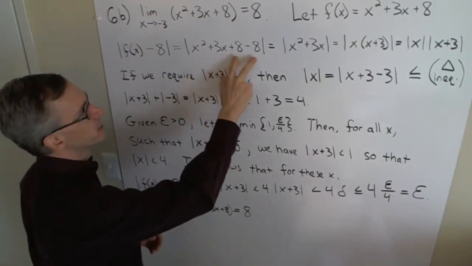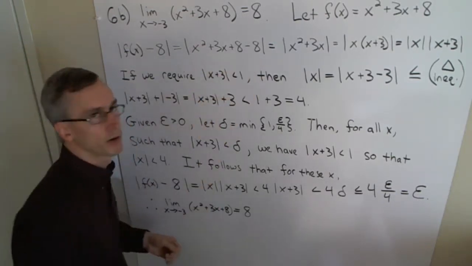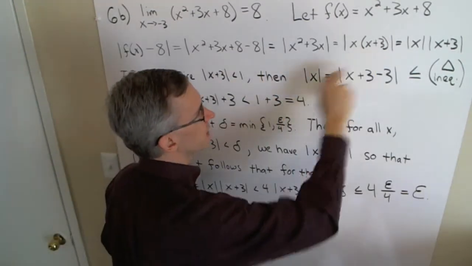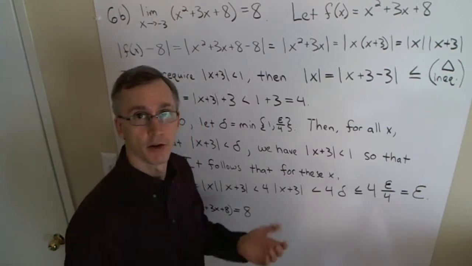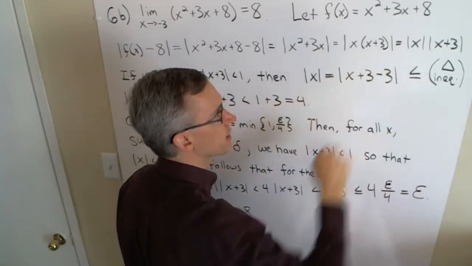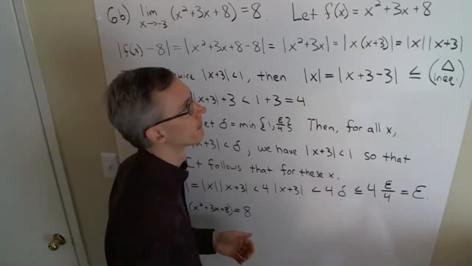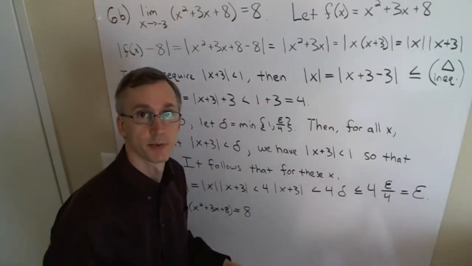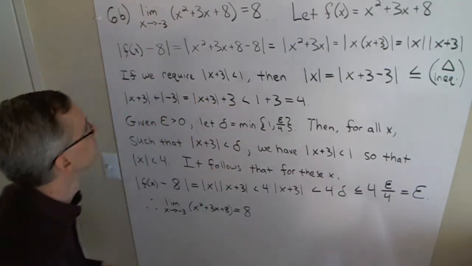Rewriting it here, and then canceling the 8's, we get |x² + 3x|. Factoring out an x, we get |x(x + 3)|. And then using the properties of absolute value, you can write that as the absolute value of x times the absolute value of x + 3. Now notice that this expression represents the distance between x and -3.